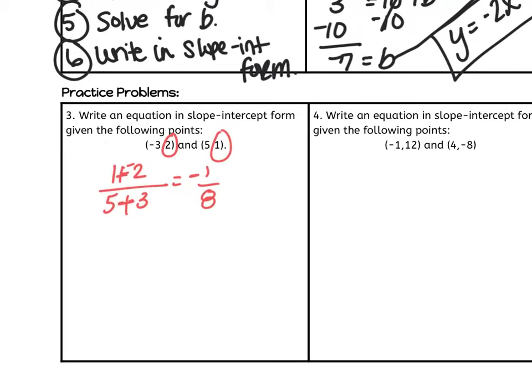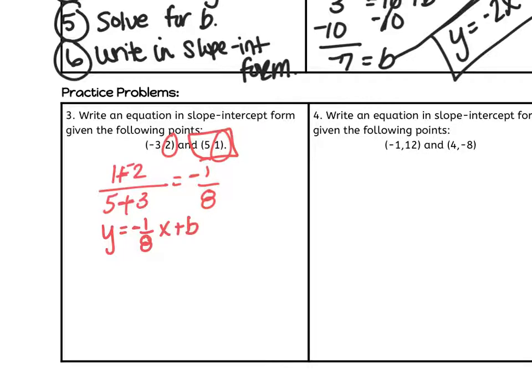Now I'm looking at my 2 points and I'm going to say, okay, which of these 2 points do I like better? Just looking at them, I would probably pick 5, 1, just because there's no negatives. But again, it doesn't matter which one you pick. You would get the same answer no matter what. So I'm going to fill in the information that I know at this very second, which all I know right now is my slope.